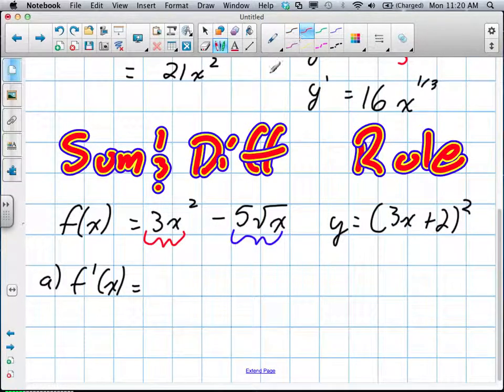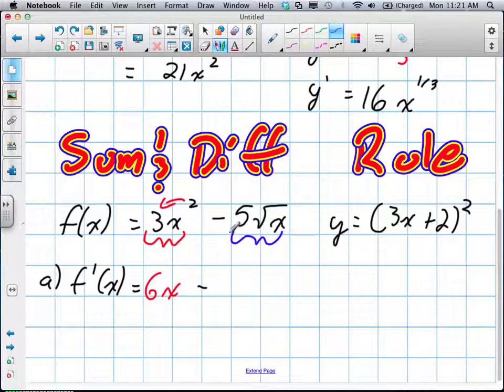From what we know about our constant multiple rule, we're going to bring the 2 in and multiply it by the 3. So we're going to be left with 6x. And 2 subtract 1 just gives us 1, so it's to the exponent of 1, but we don't necessarily have to write that in because we know the exponent of 1 just keeps the same term. So the derivative of 3x squared is 6x. We bring down our subtraction sign. And we're going to derive our second part.